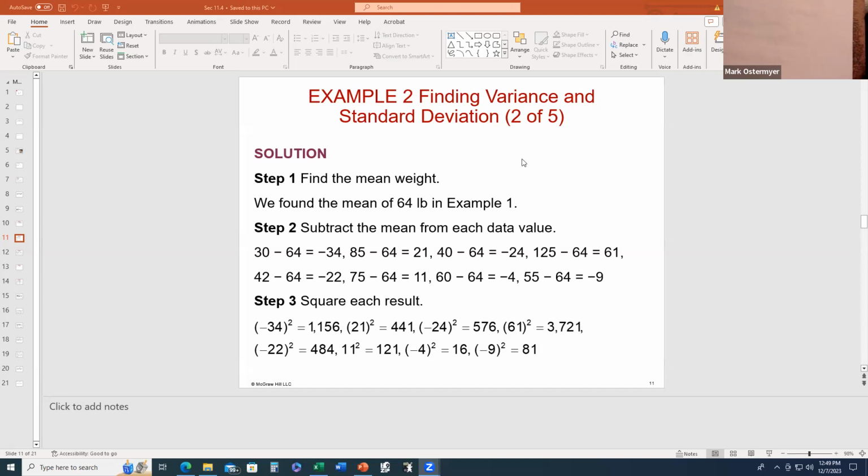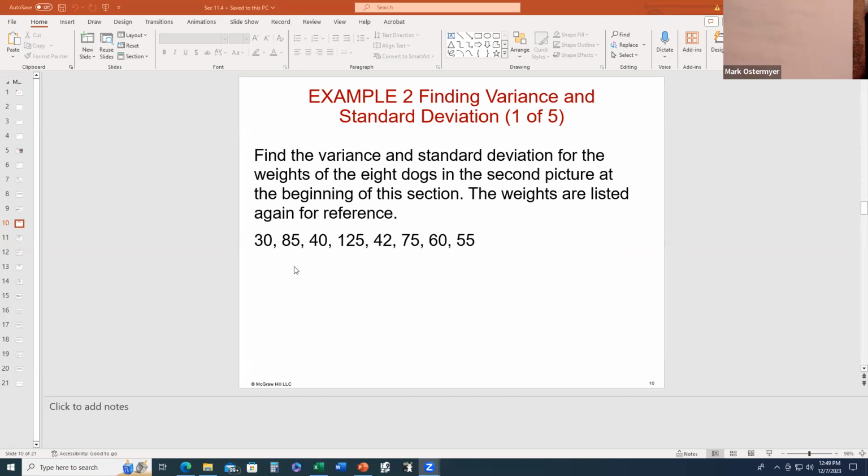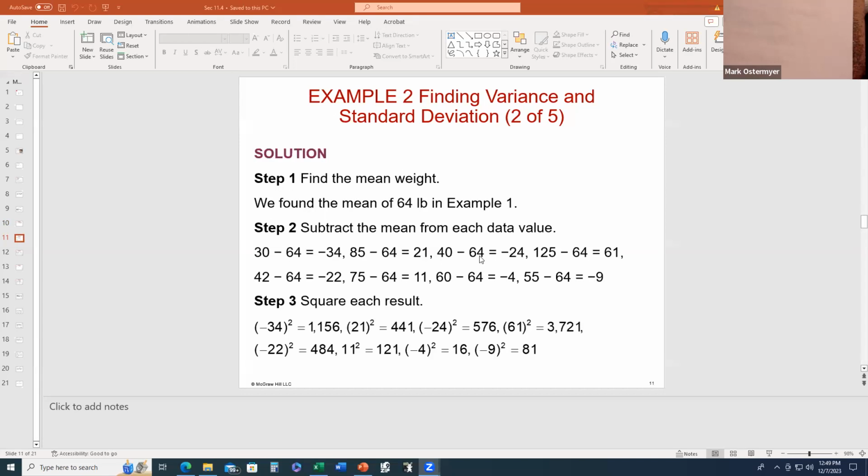Okay, are we following what's going on here so far? First, we find the mean of these dog weights, and it comes out to be 64. We then subtract the mean, 64, from each data value in the data set. Then we square those differences. So do we understand what's going on so far up to this point? Now we're doing all this in order to compute the variance and then ultimately the standard deviation.